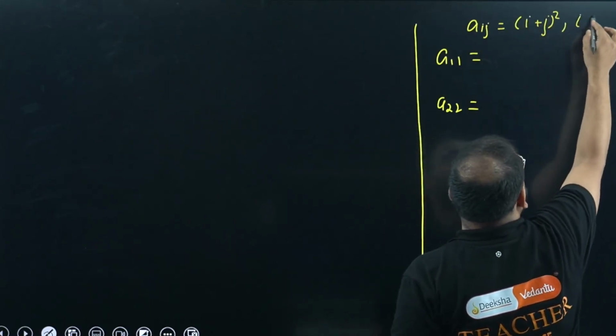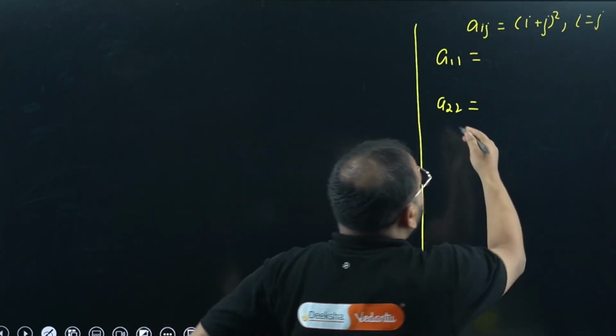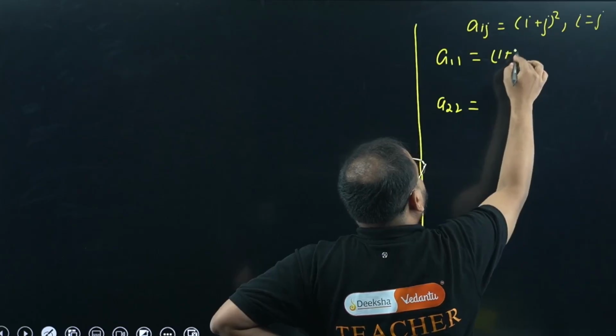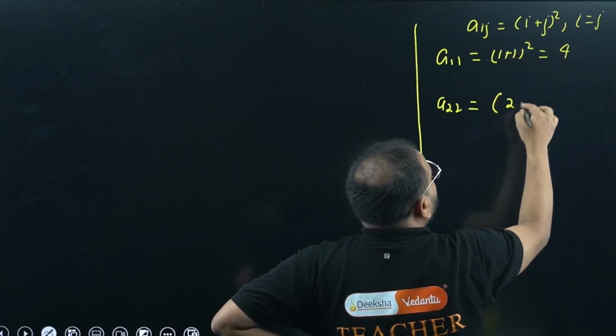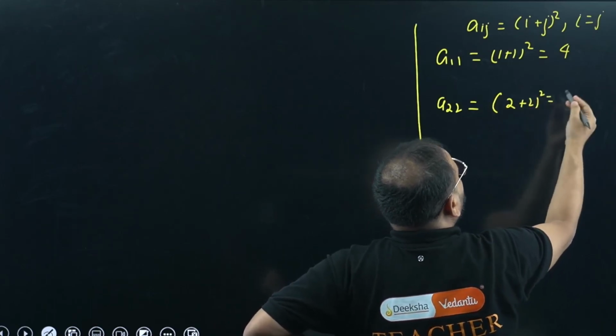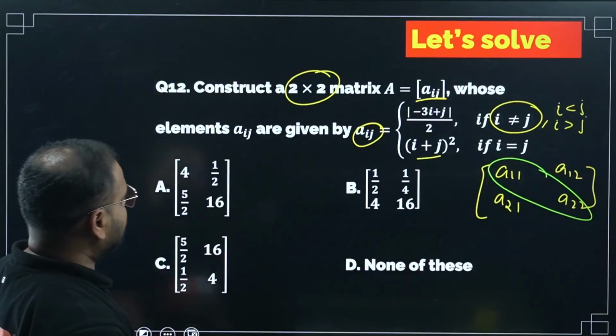When sir? When I is equal to j. So what is going to be? 1 plus 1 the whole square. How much is that? 2 square, which is 4. What about this? 2 plus 2 the whole square. How much is that? 4 square, which is 16. So A11 is 4 and A22 is 16.